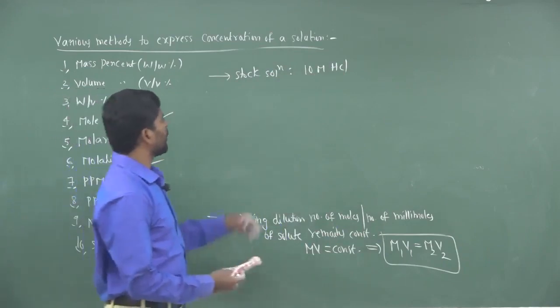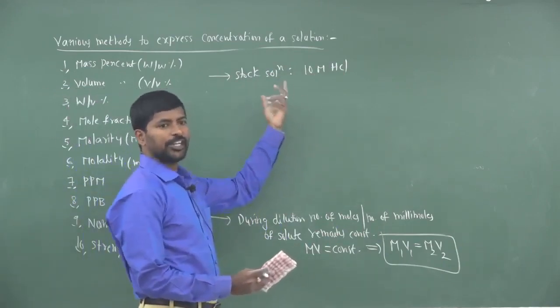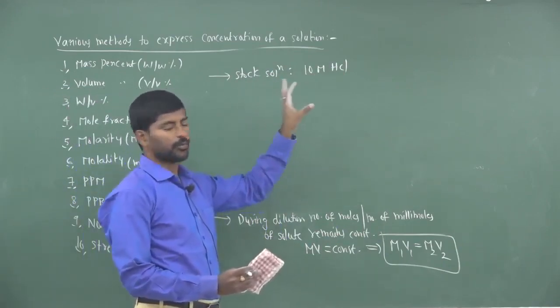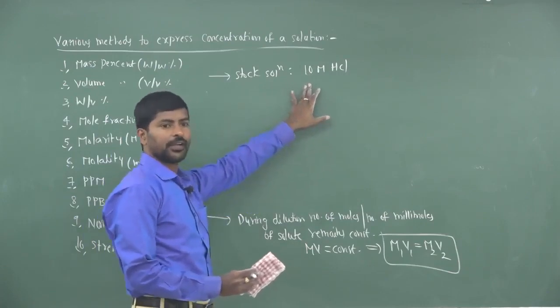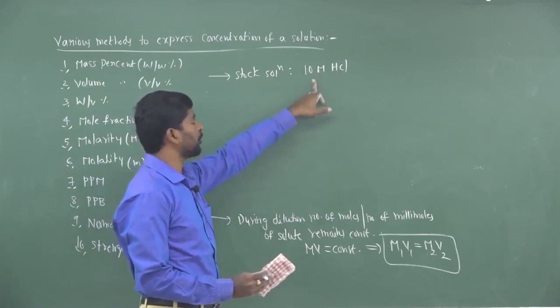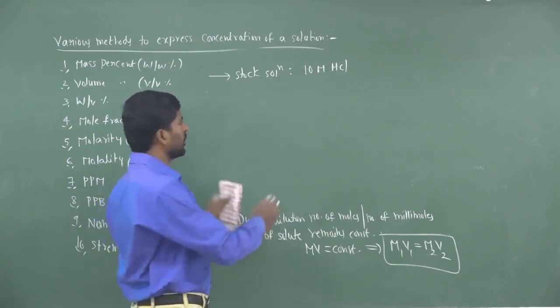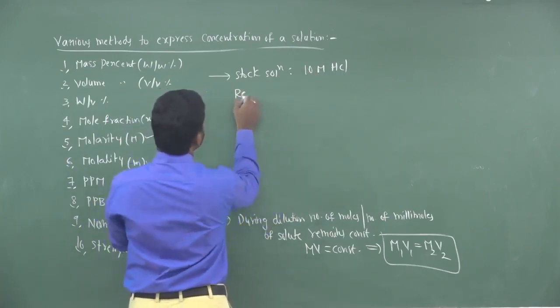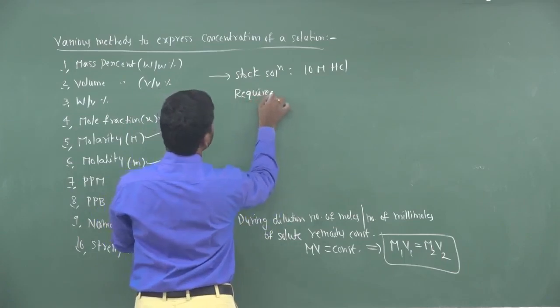For our experiment, we need 2 M HCl. What is the concentration of HCl required? 2 M HCl is required. So we can dilute. We have to dilute from 10 M to 2 M. This is the stock solution. Our required solution is what?